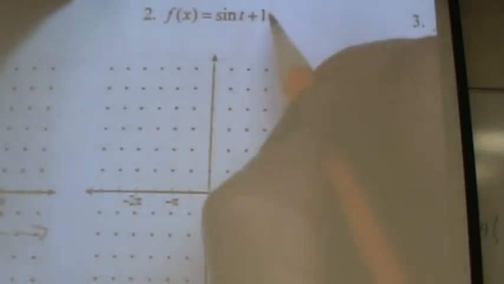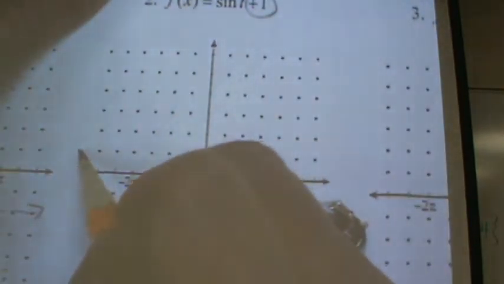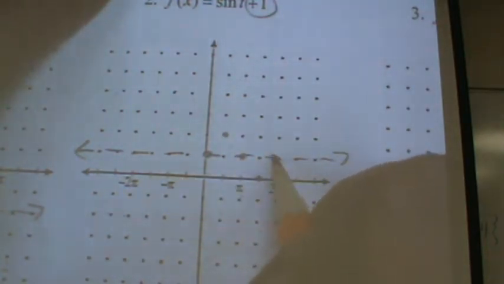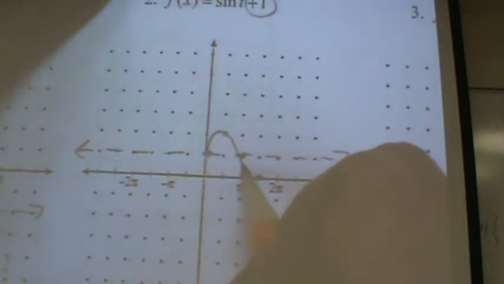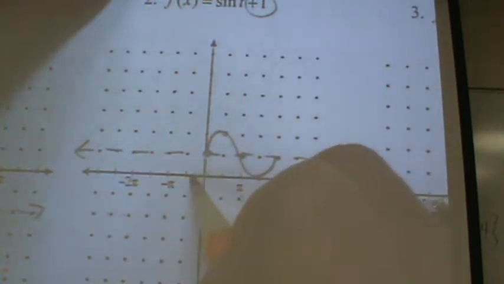Number 2, the new x-axis is 1. So you're going to start at 1. And the sine graph starts on. Goes on, above, on, below, on. Like that, and then go backwards.